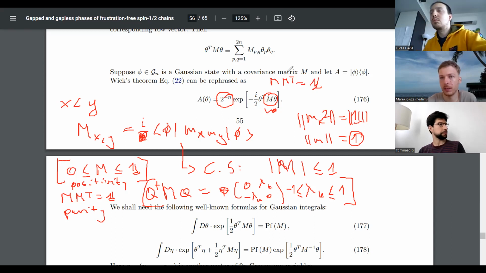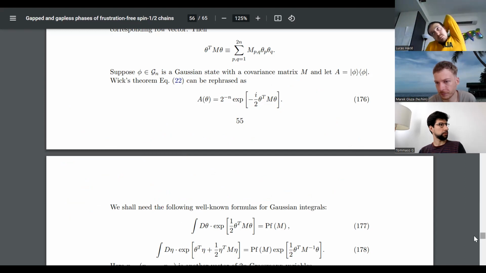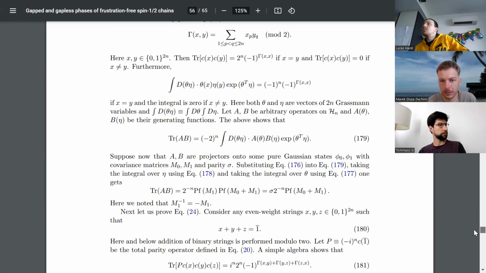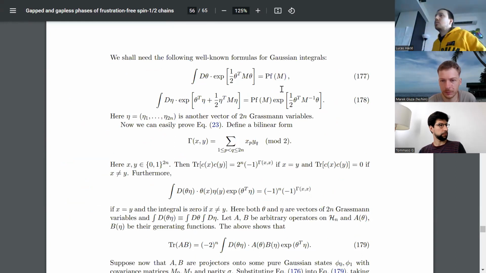So now we continue to those pure states that were appearing.